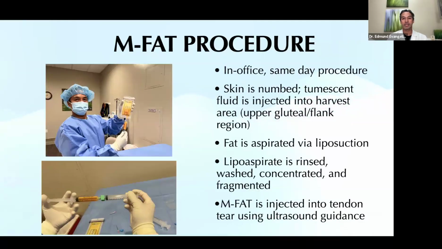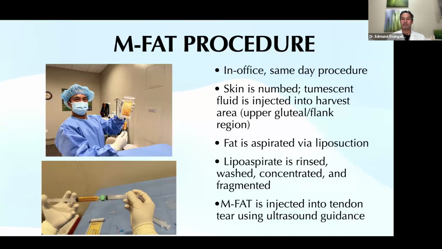So the MFAT procedure is a pretty simple in-office same-day procedure, basically where we sterilize and then numb the skin. Then we first inject the tumescent fluid. The tumescent fluid is a type of mixture of anesthetic with epinephrine, and it's to prep the area for the harvest. And we typically will harvest the fat from the upper gluteal region or flank.